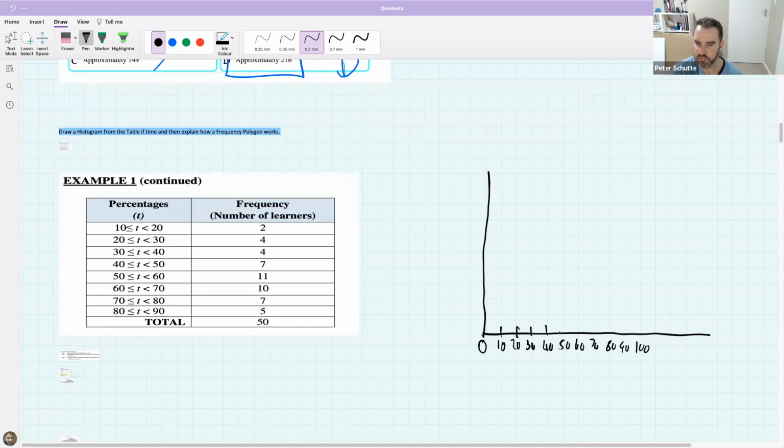And what should we have on the vertical axis for a histogram? It's going to be frequency, yeah. In this case, the frequency is the number of learners. Over here, it's percentage. And the highest number is 11. So I'm going to go up in 2s, 2, 4. Actually, let me go up in 1s. It'll be easier.